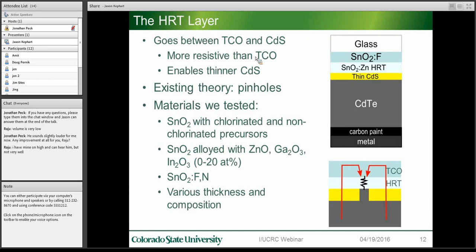So we tested a variety of materials in collaboration with PPG Industries that were all based on tin oxide. We tested tin oxide with different types of CVD precursors and alloyed with different elements. These were fairly dilute alloys of zinc, gallium, and indium with tin oxide. We also tested making the fluorinated tin oxide more resistive by co-doping with nitrogen. We also tried various thicknesses and compositions.